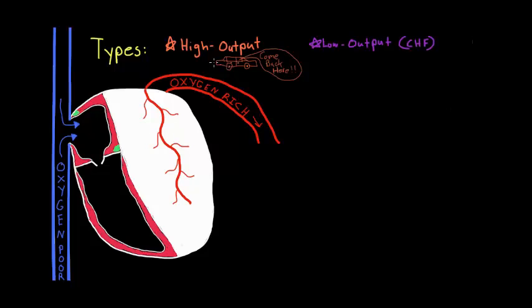Okay, so the first thing that can cause low output heart failure that I want to talk about is problems right here in the coronary artery.